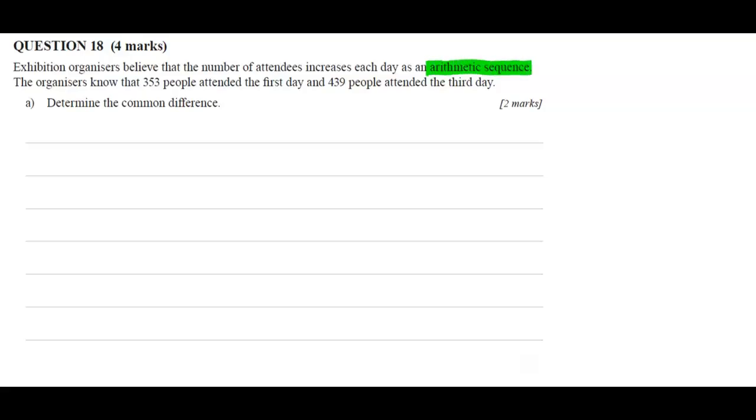So I'm going to go to my formula booklet. I'm going to look up the formula for arithmetic sequence, and I'm going to use this to solve my question. So let's start writing down some information. We know that on the first day there were 353 people, and on the third day there were 439 people. So straight away we know that T1 is going to be equal to 353. And we also know that T3 will be equal to 439.